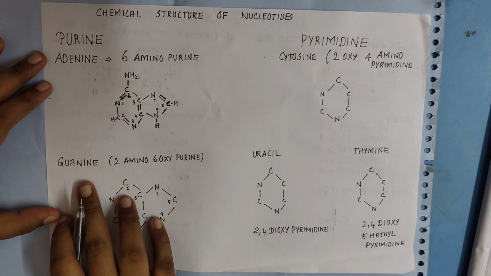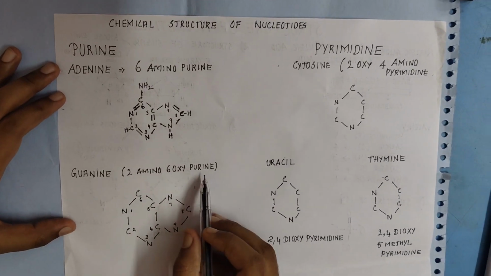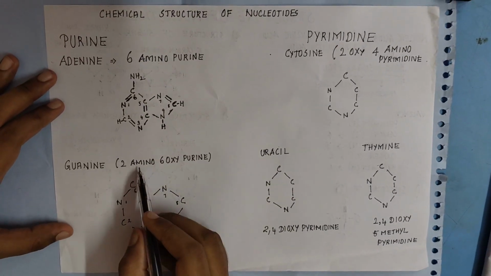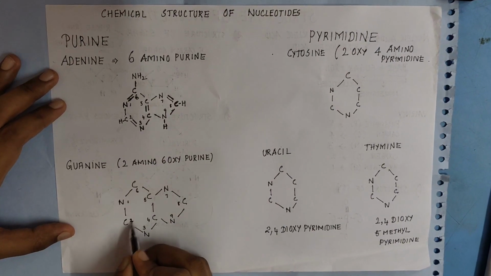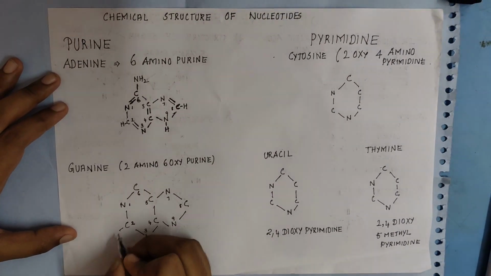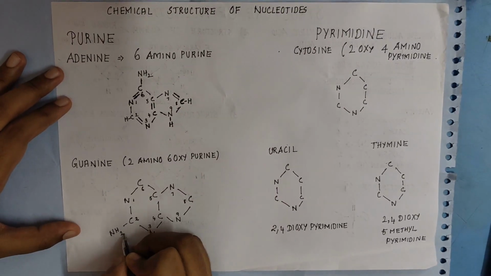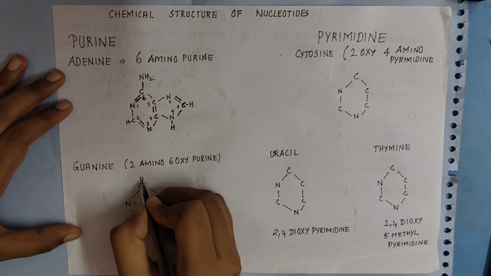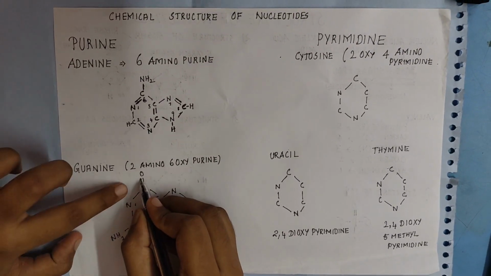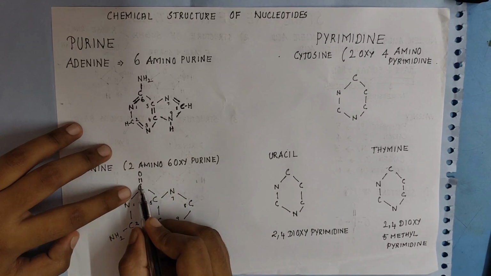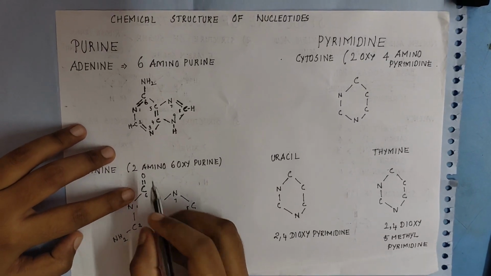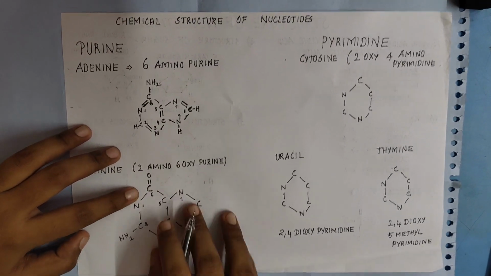So next is guanine. The chemical formula of guanine is 2-amino-6-oxypurine. So we are going to add 2-amino. For the second carbon we add an amino group, NH2, and at the 6 position an oxy, a double-bonded O. Oxygen has 2 valency, so that is saturated, and the carbon has 4 valency, 1, 2, 3, 4, so it is okay.